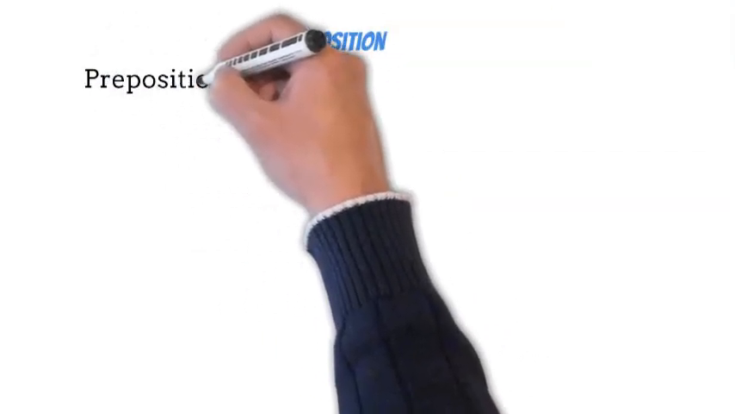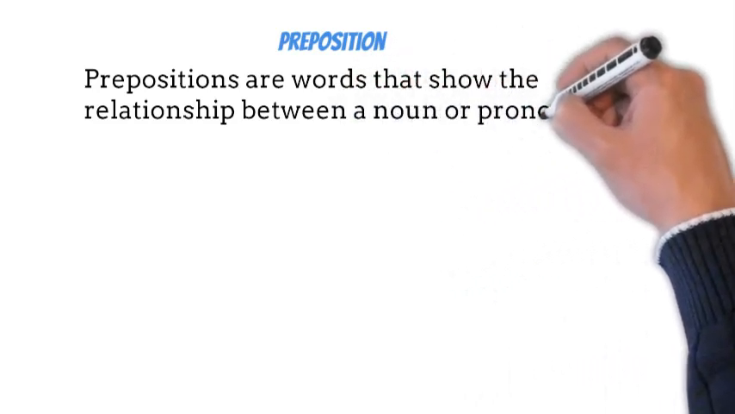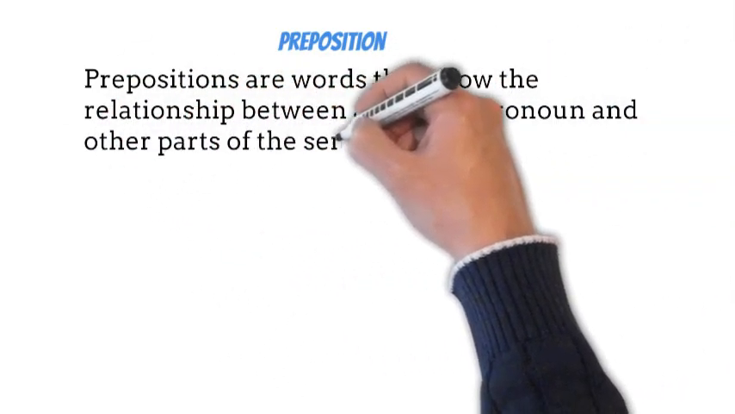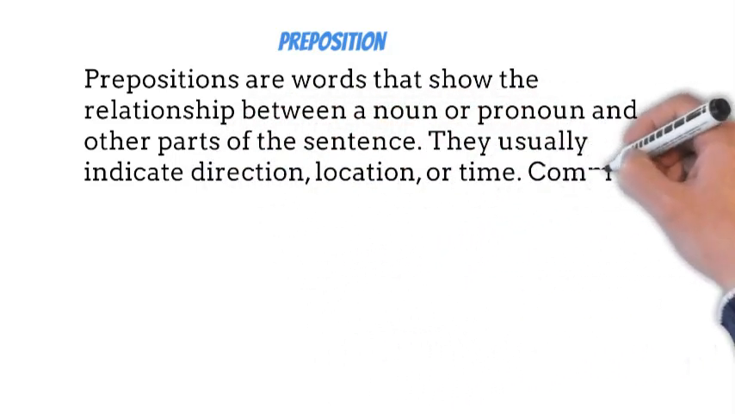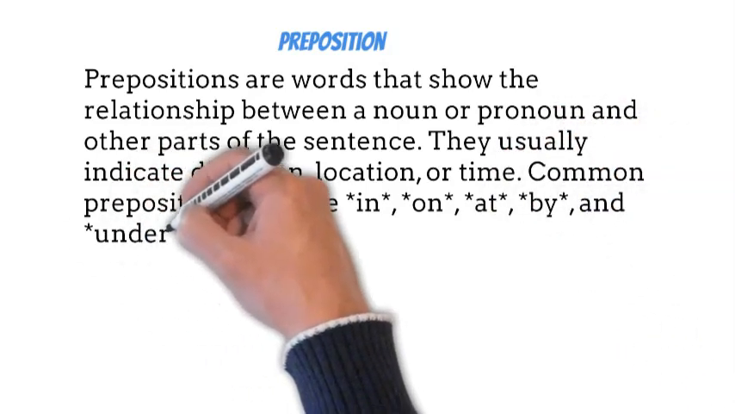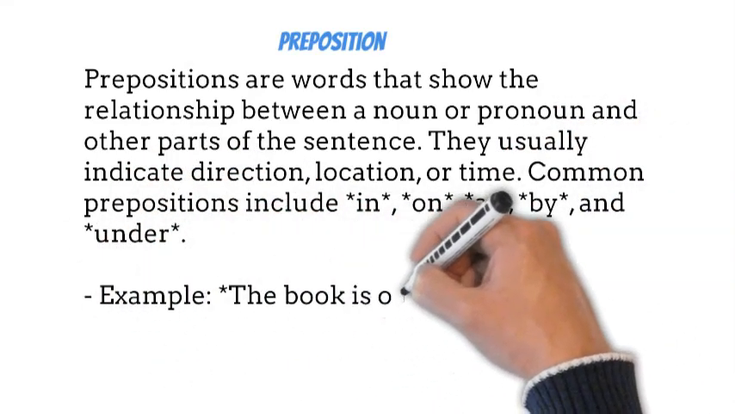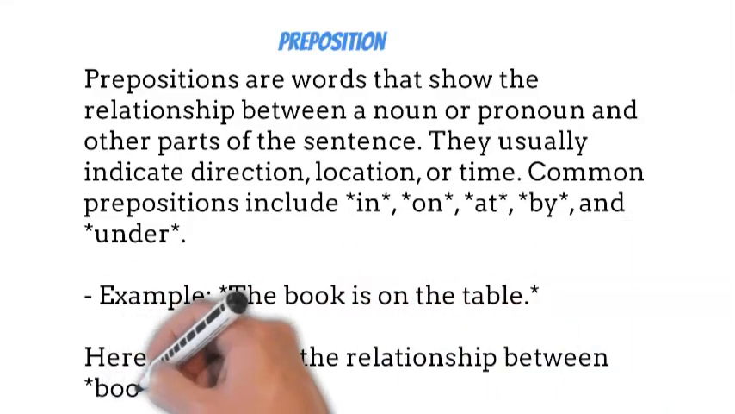Preposition. Prepositions are words that show the relationship between a noun or pronoun and other parts of the sentence. They usually indicate direction, location, or time. Common prepositions include in, on, at, by, and under. Example, the book is on the table. Here, on shows the relationship between book and table.